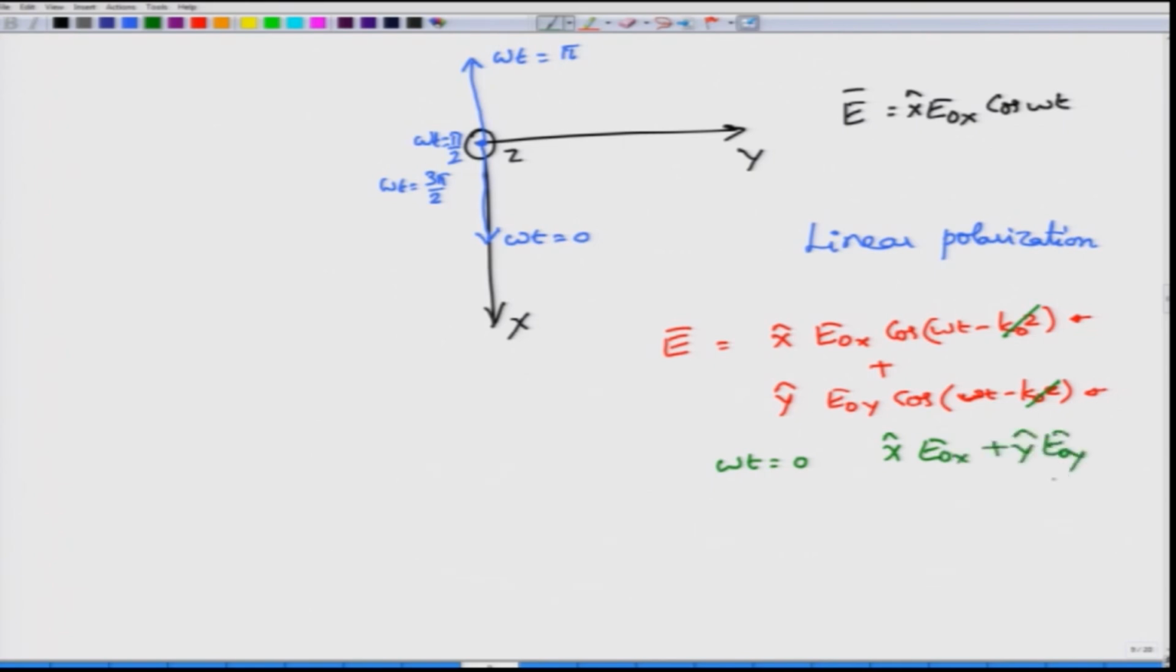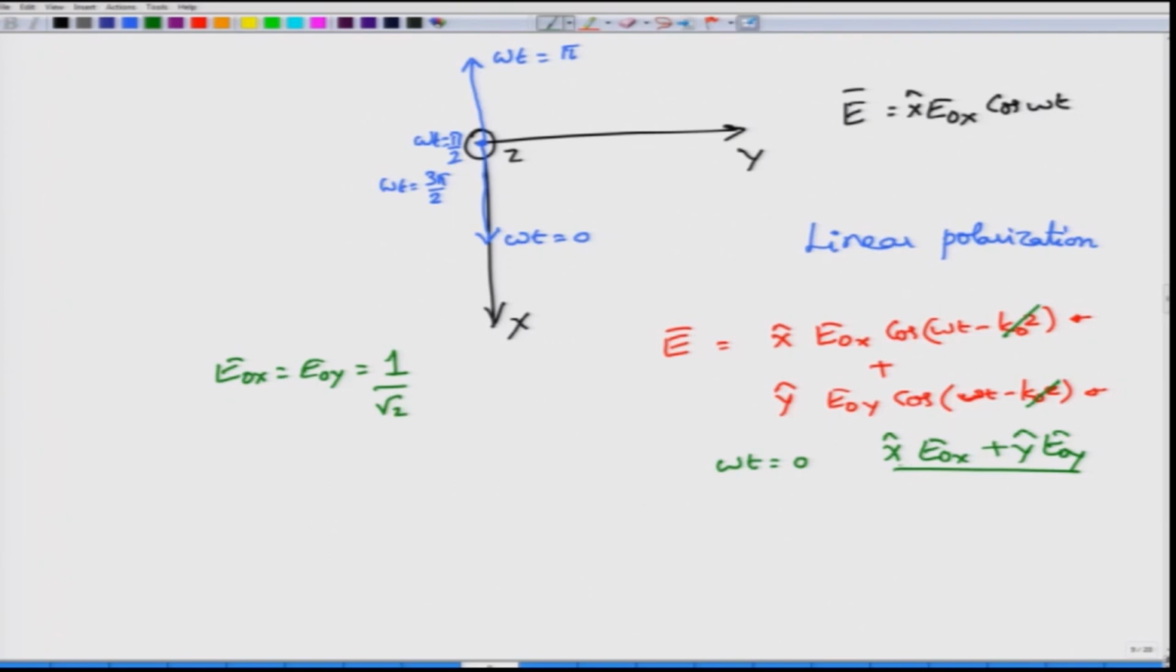If I have been given the values of E0 x and E0 y, then it is possible for me to use those values and then point out a vector at omega t equal to 0 in the direction given by this vector. Okay. So, this is the direction of the total electric field at omega t equal to 0. For simplicity, let me assume E0 x equals E0 y equals 1, or rather 1 by root 2, for you will see why 1 by root 2 later on. So, you have this 1 by root 2.